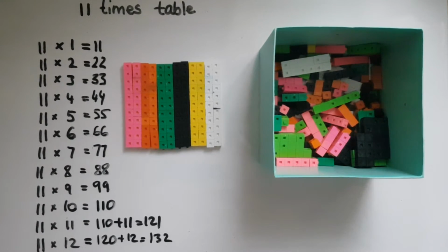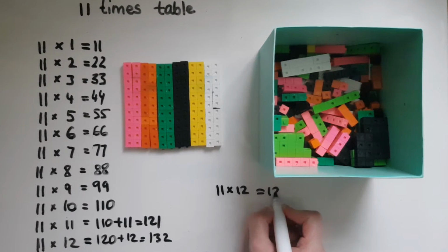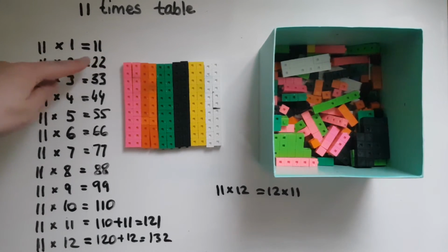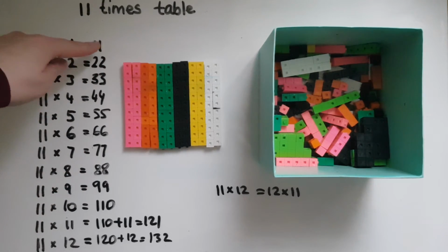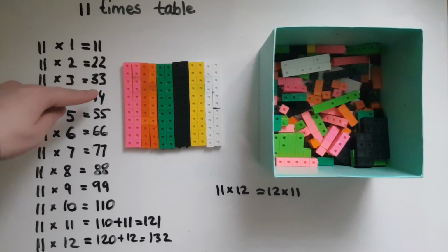So as you've noticed, the order does not matter. So 11 times 12 is the same as 12 times 11. And you've also seen that we're adding up 11 each time. So 11 add 11 gives us 22. Add 11 gives us 33. Add 11 gives us 44, and so on.